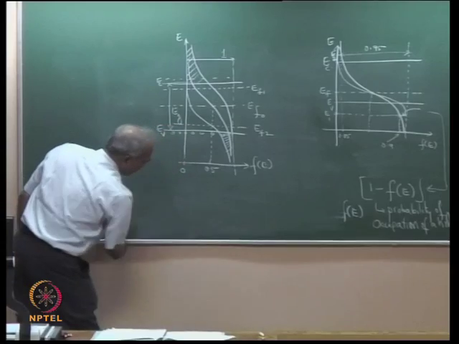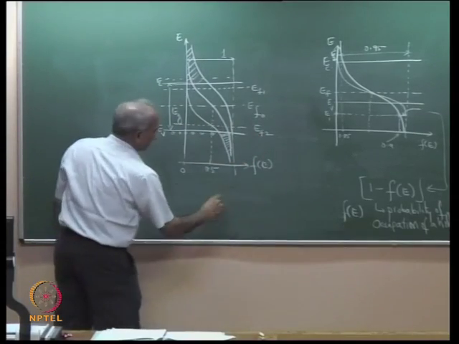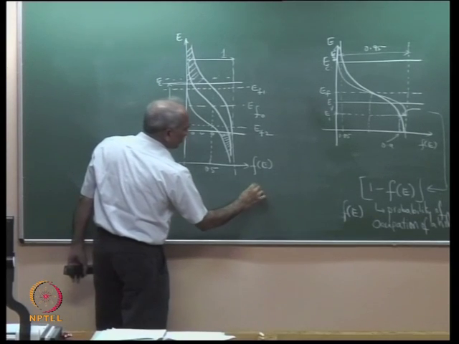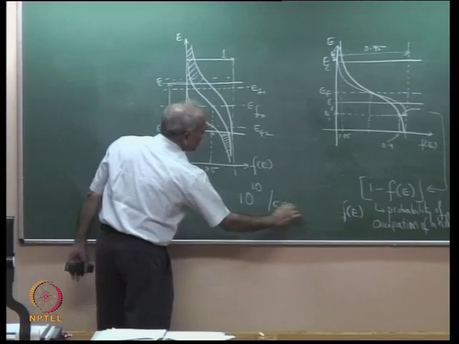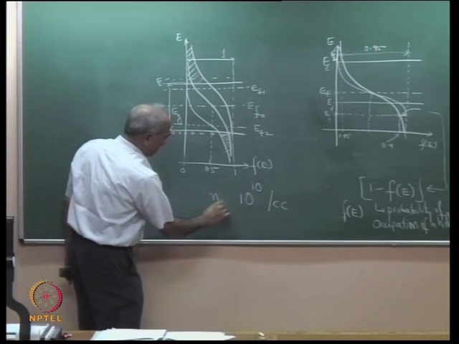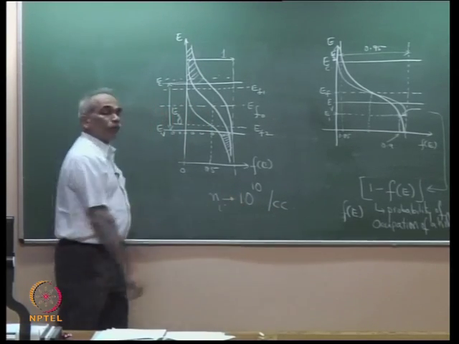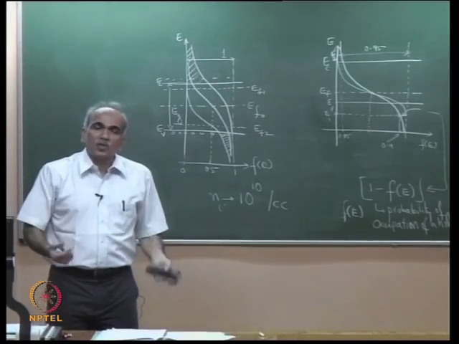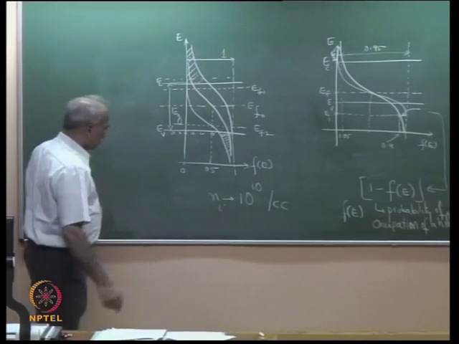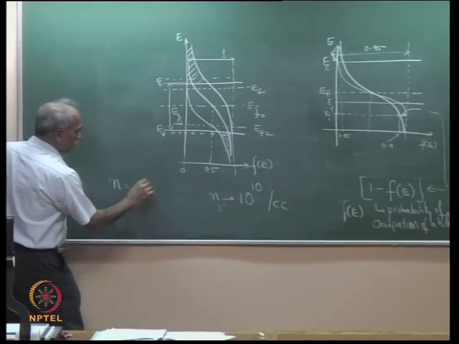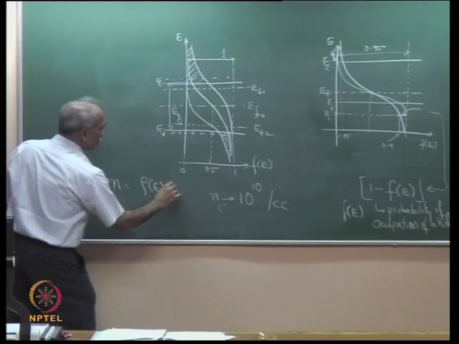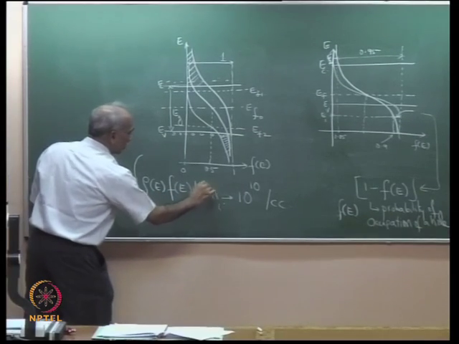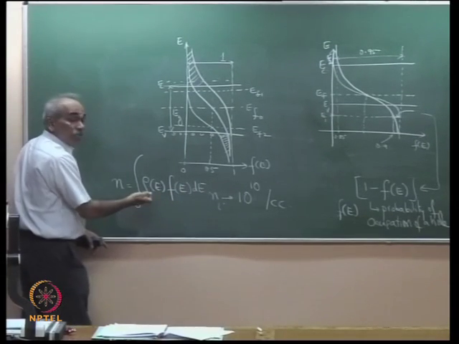At room temperature, if you take silicon, the carrier concentration there is of the order of 10 to the power of 10 per cc. The intrinsic carrier concentration Ni at room temperature is of this order. But I am saying that the probability is very, very small. How is it possible? Because N is equal to rho of E into F of E. The density of states is very large.